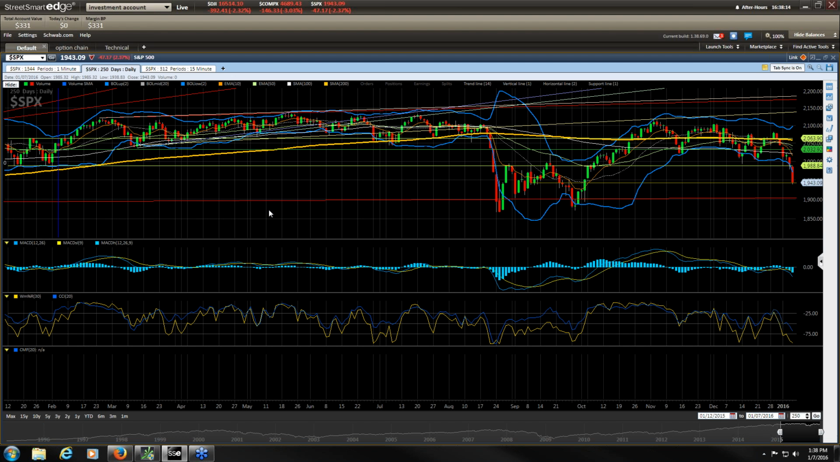Now, one thing about this chart that I want to show you is that we broke some support here, and we closed below the lower Bollinger Band. We're probably close to the third standard deviation now. If we get to the fourth standard deviation, that's probably going to be an area where we're going to turn right back up again. The quality of that turn is going to be important to see.